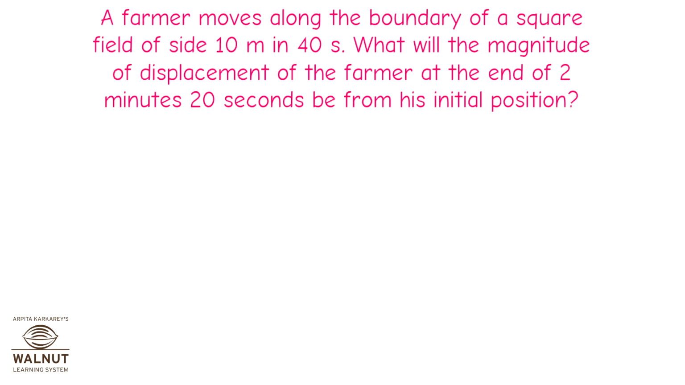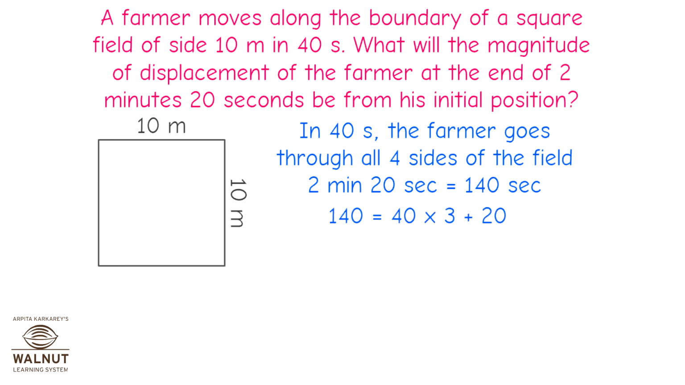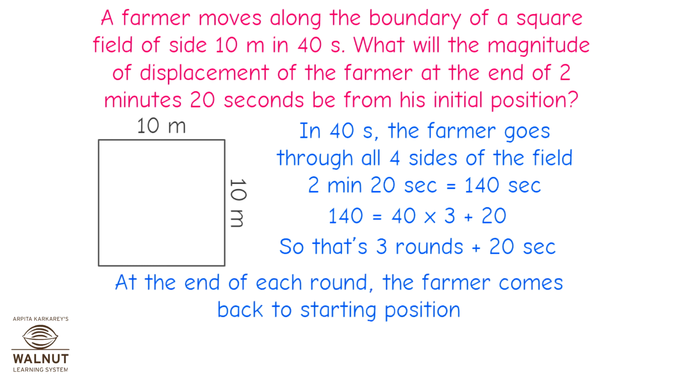A farmer moves along the boundary of a square field of side 10 meters in 40 seconds. What will the magnitude of displacement of the farmer at the end of 2 minutes 20 seconds be from his initial position? In 40 seconds, the farmer goes through all 4 sides of the field. Now, 2 minutes 20 seconds is equal to 140 seconds. 140 is equal to 40 into 3 plus 20. So that's 3 rounds plus 20 seconds. At the end of each round, the farmer comes back to starting position.